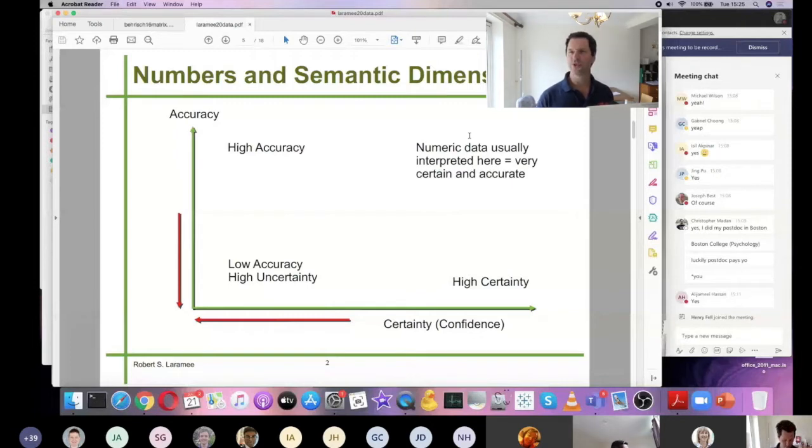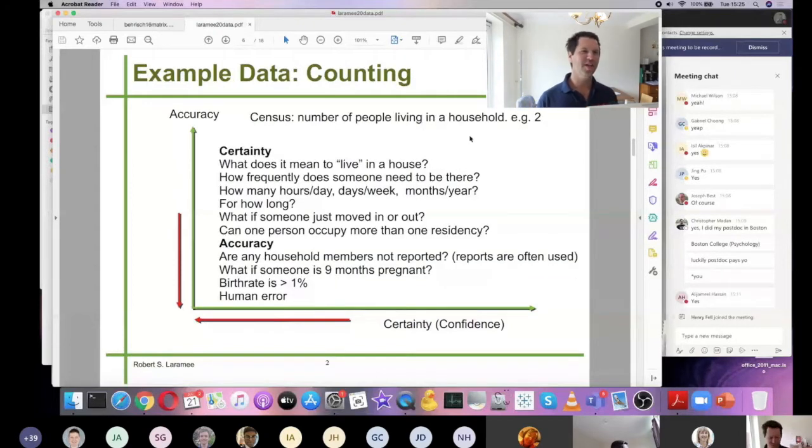I'll go over just some examples. One example: imagine this is a data set where we're counting, and it's the census. Imagine we're trying to figure out how many people live in the UK, right? This is an exercise that happens, I think, every 10 years. I think the last census might have been 2011.